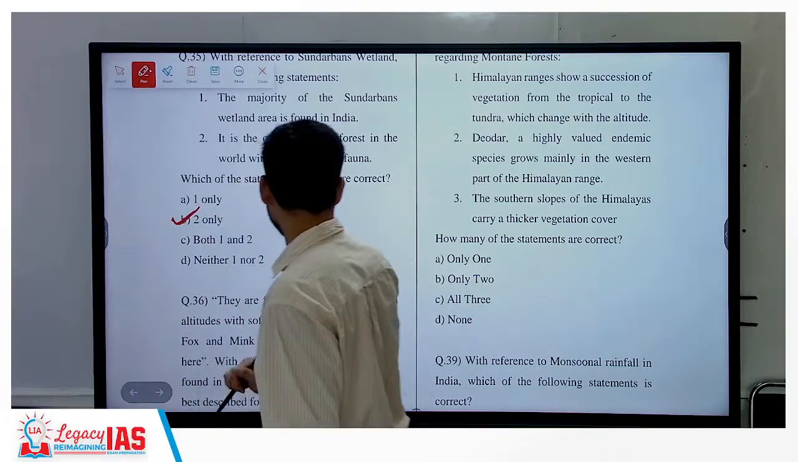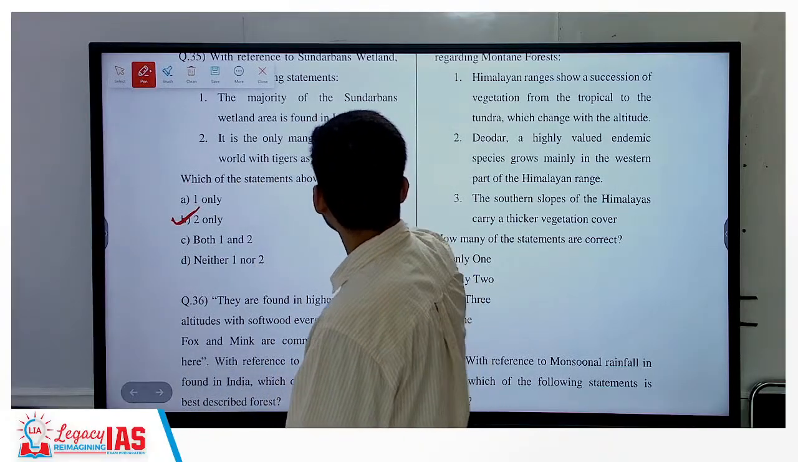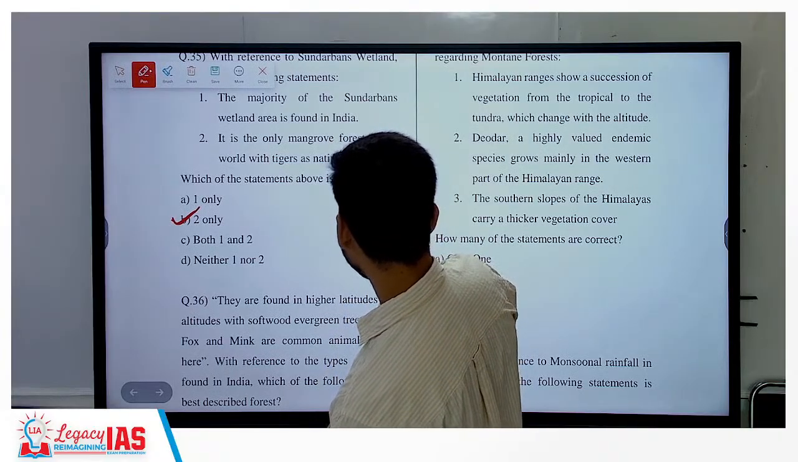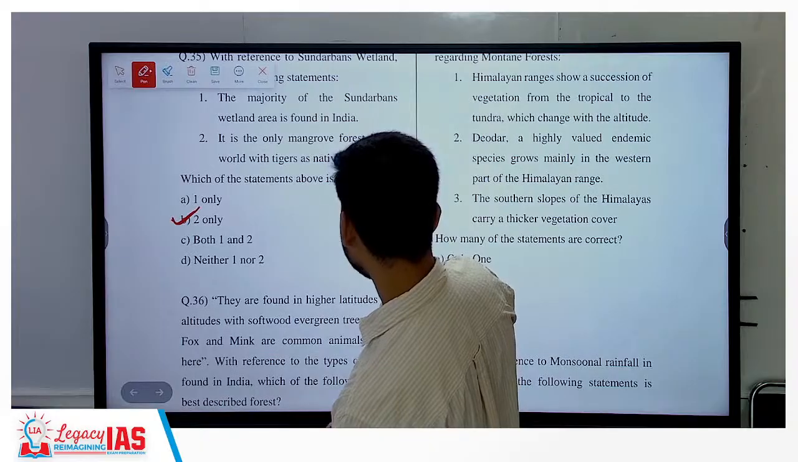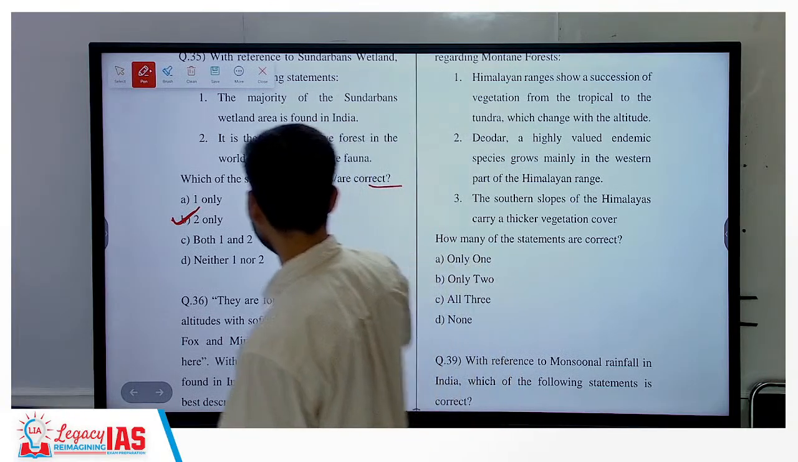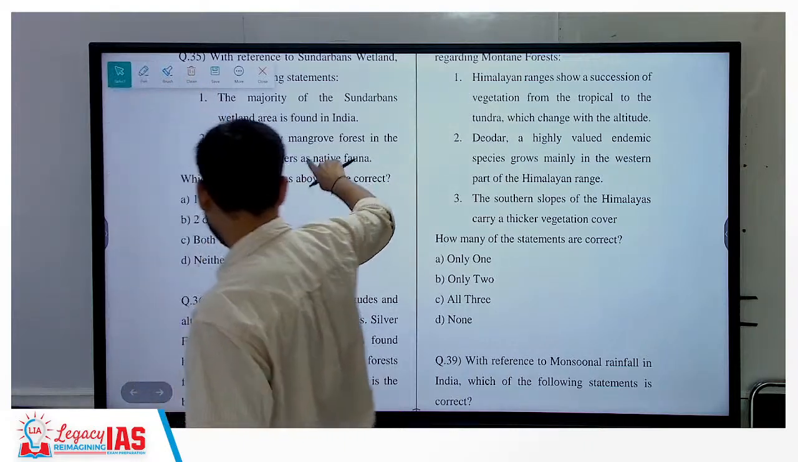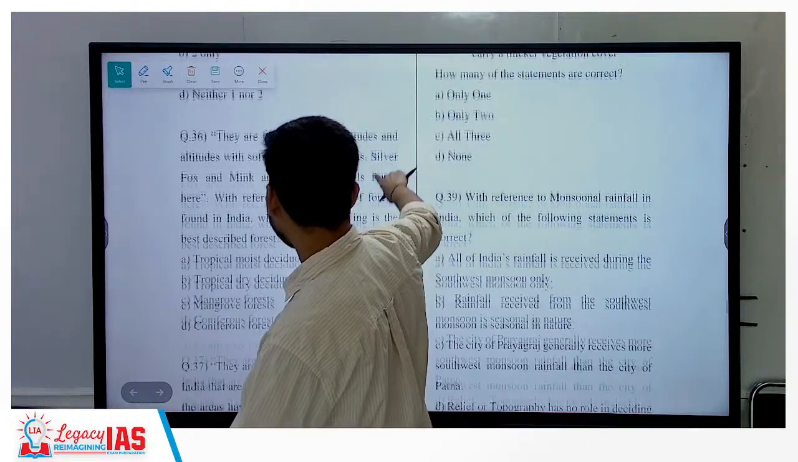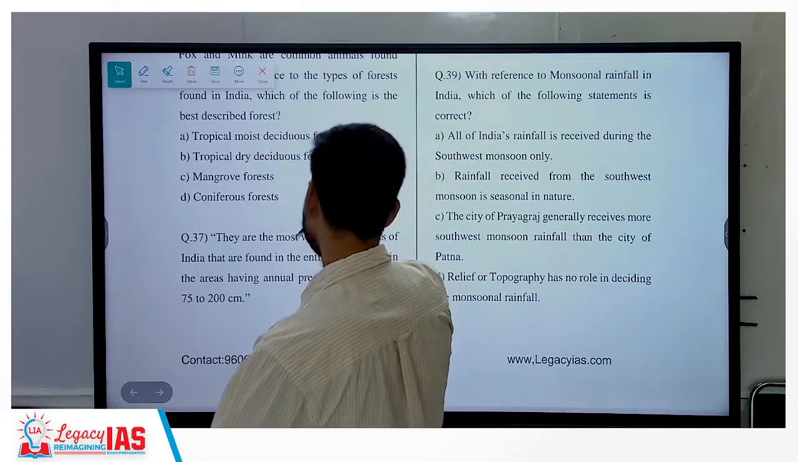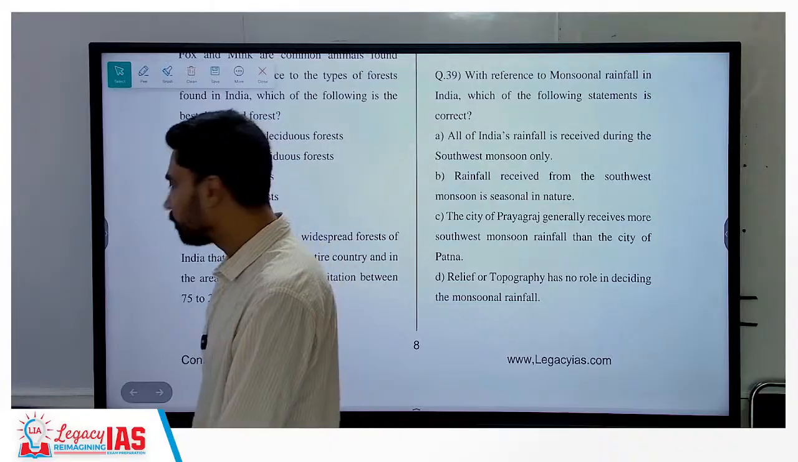B. 2 only. Correct. Then they are found in higher latitudes and altitudes with softwood evergreen trees. Silver fox and mink are common animals found here. With reference to the types of forest found in India, which of the following is best to describe forest? Tropical moist deciduous, tropical dry deciduous, mangrove forest, coniferous forest. High altitude, which forest? Coniferous.